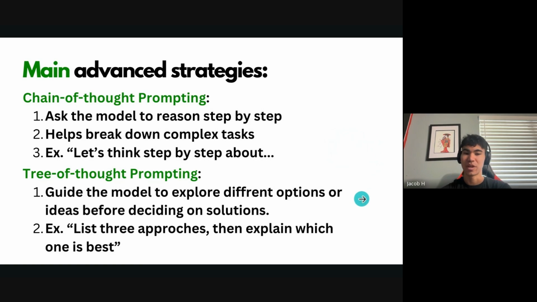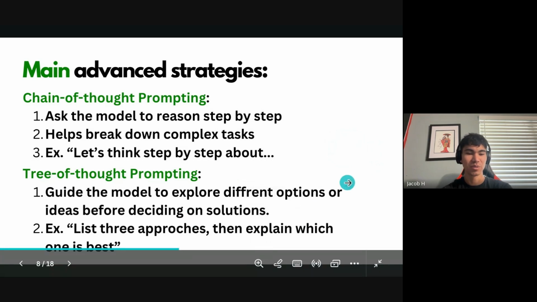And then we have tree of thought prompting. This is guiding the model to explore different options or ideas before deciding on a solution. An example of this is, list 3 approaches, then explain which one is best. What we're doing is asking it to compute in parallel, right? So instead of just giving us one answer, we'll get 3. This can be shown to provide better results because the LLM goes through each one, and through each reasoning, it actually gets a little bit better. We're hoping we can get better approaches with this, and we can pick the best one too, which is always nice.